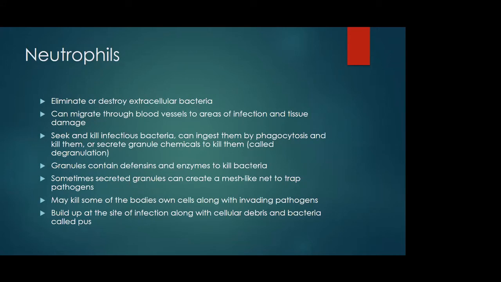Neutrophils eliminate or destroy extracellular bacteria. They migrate through blood vessels to areas of infection and tissue damage. They can seek out and kill infectious bacteria. They can then ingest them and kill them, or they can secrete granules and kill them. Right? When a cell secretes granules, it usually secretes a large amount of granules at once. It's called degranulation. It spits out all the granules. And those granules are essentially proteins and other chemicals that can kill pathogens.